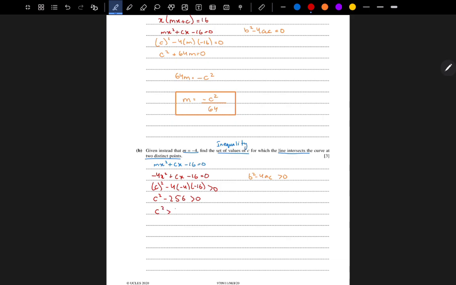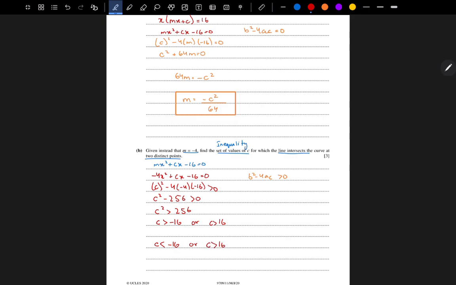c² must be greater than 256, so c must be less than −16 or c must be greater than 16. And we can apply the shortcut: we can just flip the sign of the smaller value. So this will give us c must be less than −16 or c must be greater than 16.